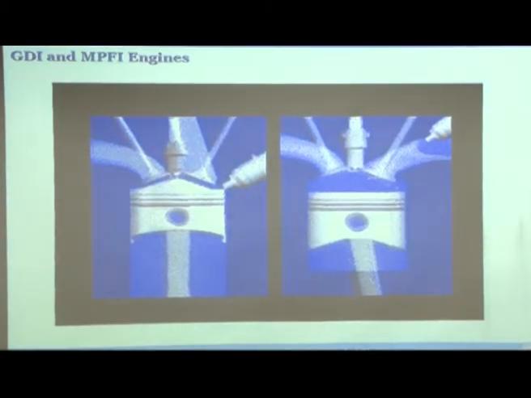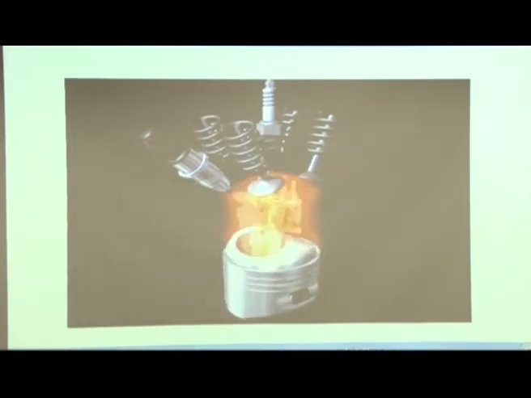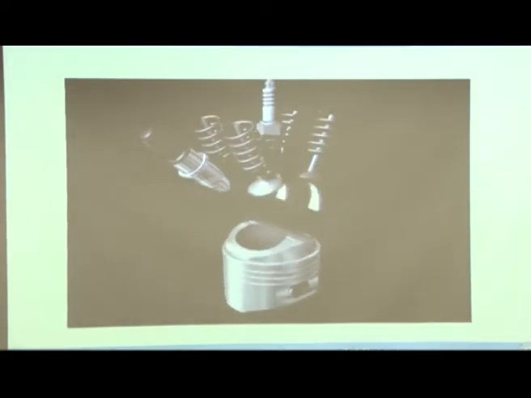Unfortunately, this animation is not working, but you can see here this is the GDI engine. The injector is right here, the piston has a very strange shape, and when you inject, there is a cavity inside. When you inject, the fuel goes and gets concentrated close to the spark plug. This is a PFI engine. The fuel is injected right in the intake manifold. This is the intake valve. So, this is the difference, and this is the animation. You can see it in bigger form. This is the GDI engine animation.